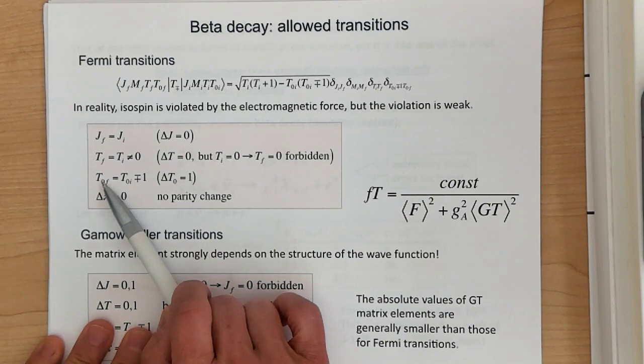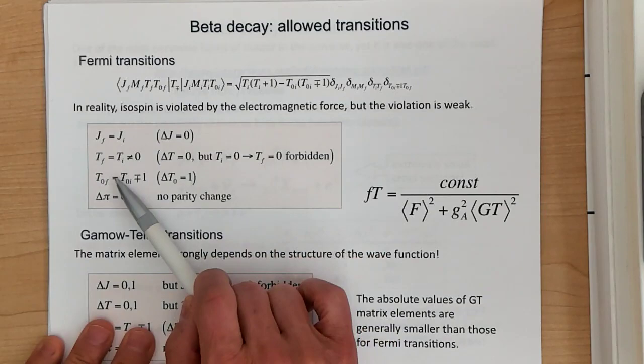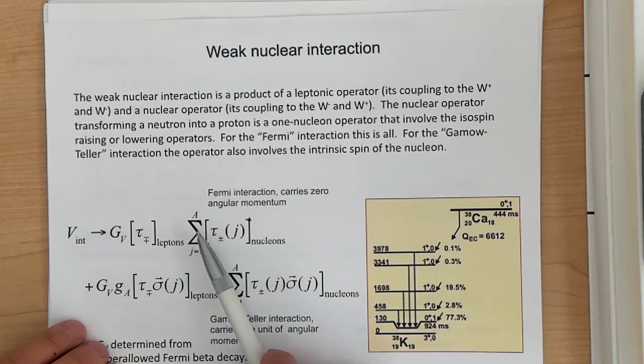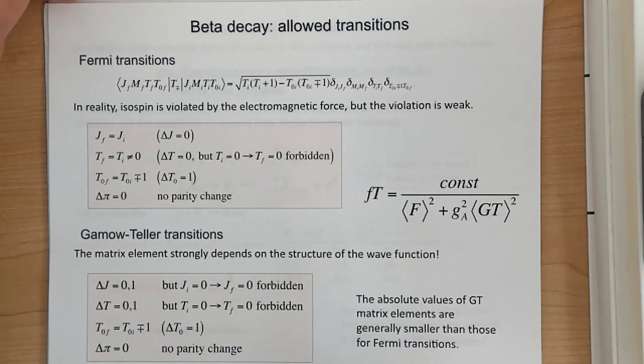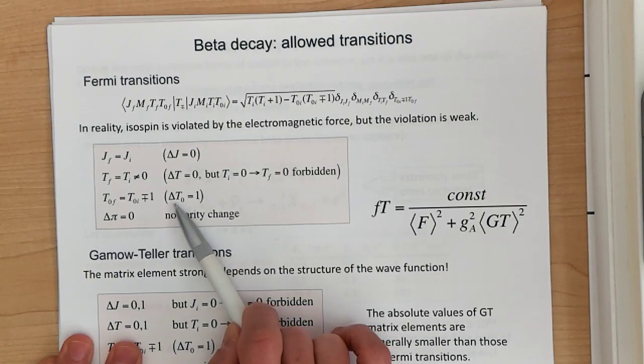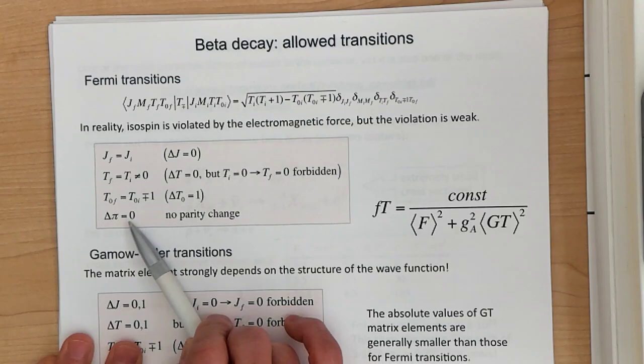Now, the Z component, labeled here as T0, for the final must be equal to T0 for the initial plus or minus 1. That's simply because we're converting a neutron to a proton, or vice versa. So delta T0 is equal to 1; the Z component of the isospin changes by 1. Also, there is no change in the parity for the Fermi transition.